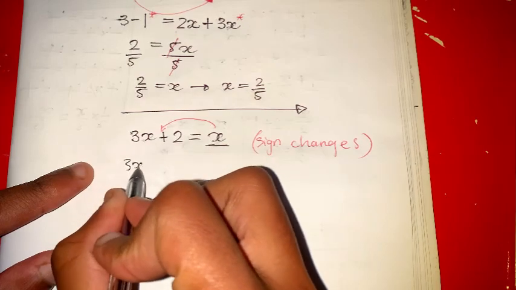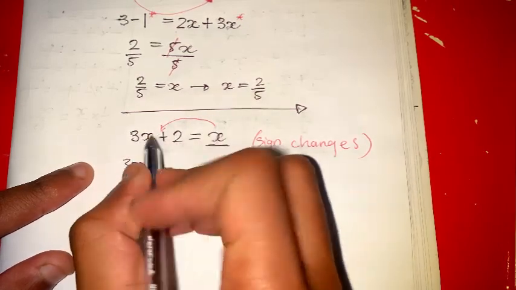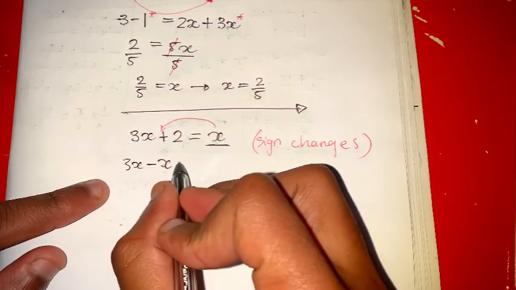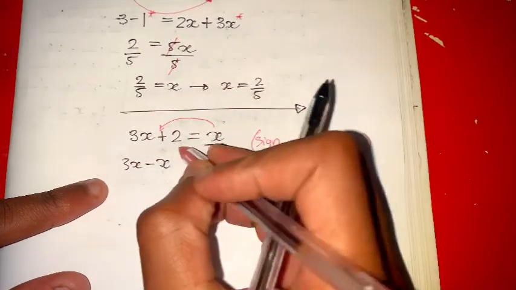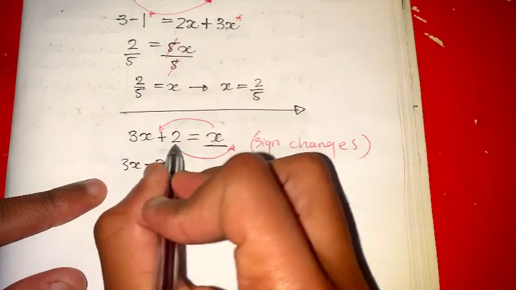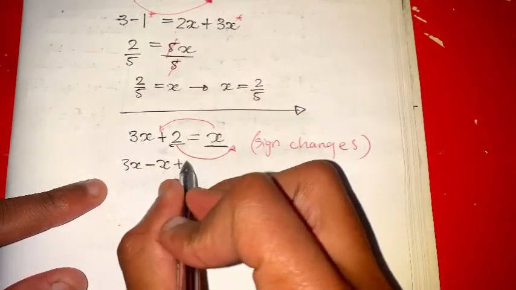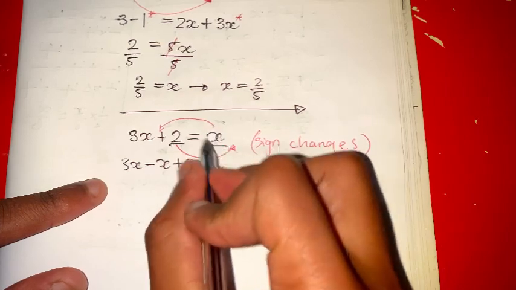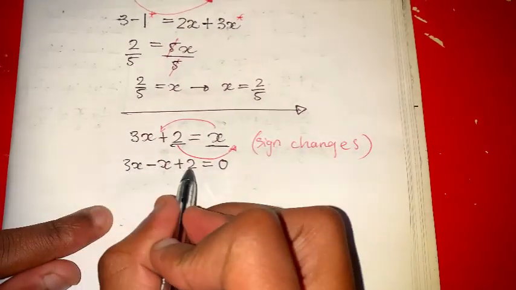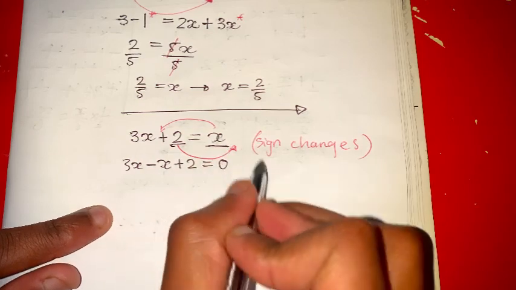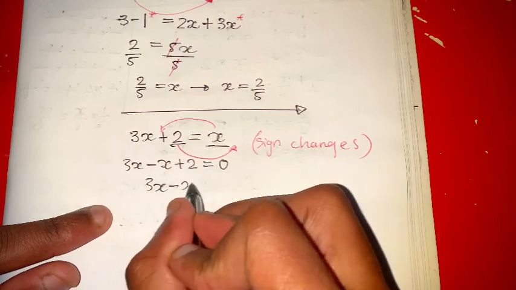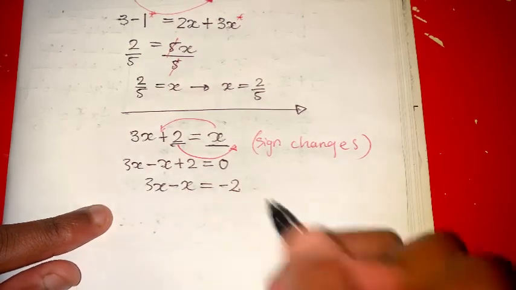So 3x and the x crosses over to the other side becomes a negative. And now the 2 will cross over to the other side, but we'll deal with that one later. So if initially you'll have this, because there is nothing left here, you're left with 0. So you do the same with the 2. You want the 2 to be on the opposite side. 3x minus x is equal to negative 2.